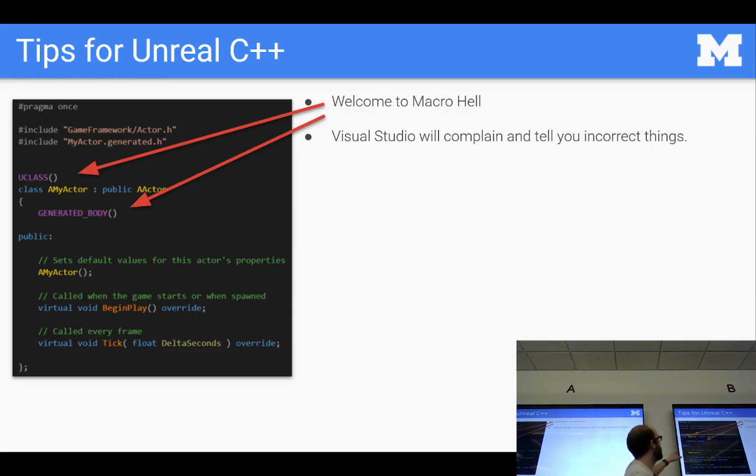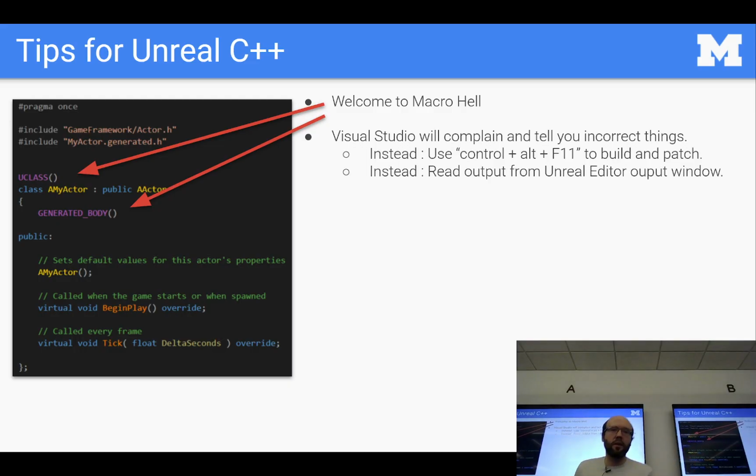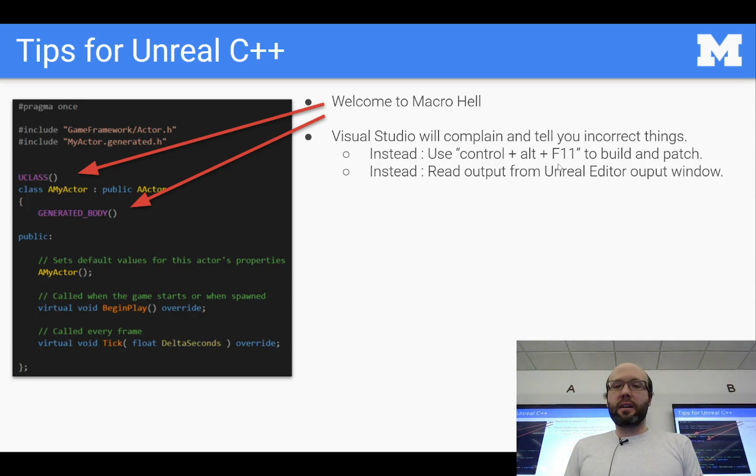Anyway, Visual Studio will complain and tell you that none of this works, but then it will all work just fine. You can do a patch build by using Control-Alt-F11 when you're editing this stuff, and it will take your changes in C++, it will build it and patch it while the Unreal Editor is running. It takes about 10 seconds. It's not as fast as compiling a blueprint, but it's faster than restarting the whole engine.